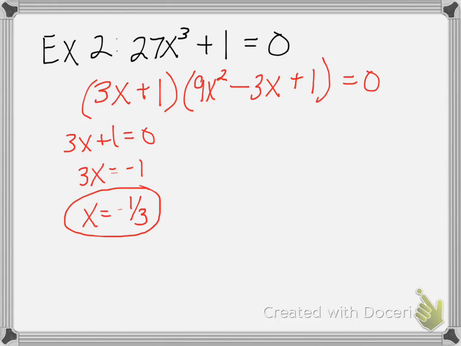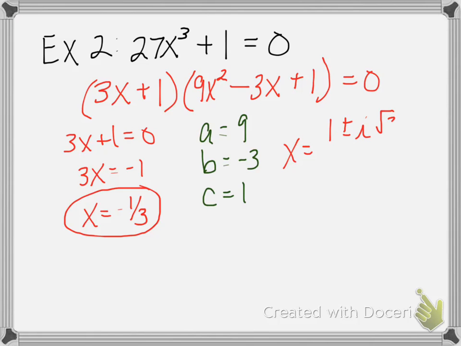The next one is a quadratic that cannot be factored. I'll go to the calculator, the Algebra 2 program. A equals 9, b equals -3, and c equals 1. When you enter that into your program, you get the other 2 imaginary answers: x equals 1 plus or minus i square root of 3 all over 6.